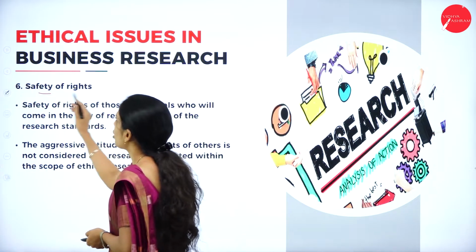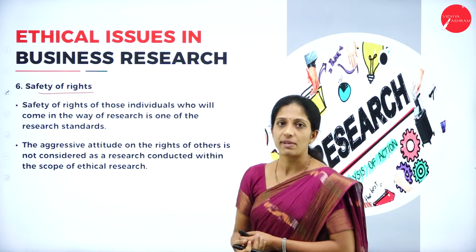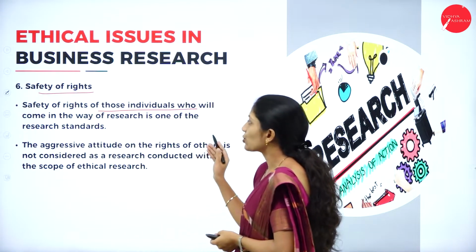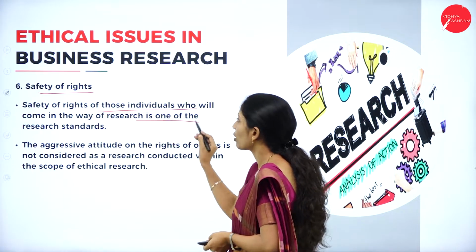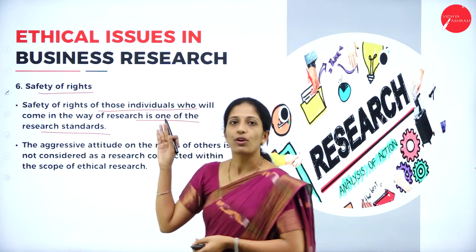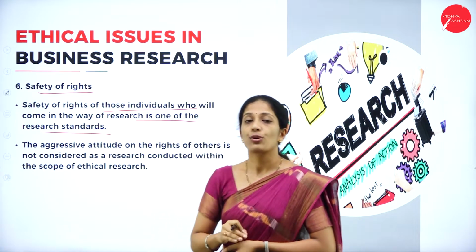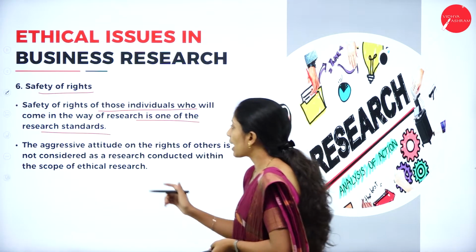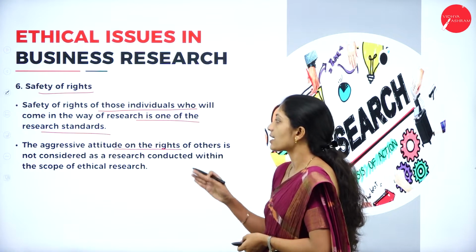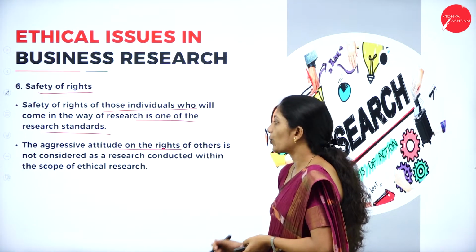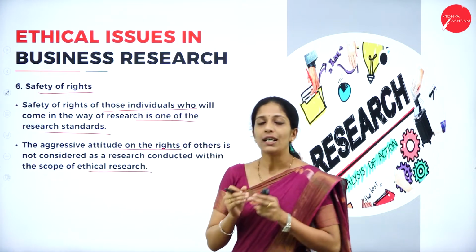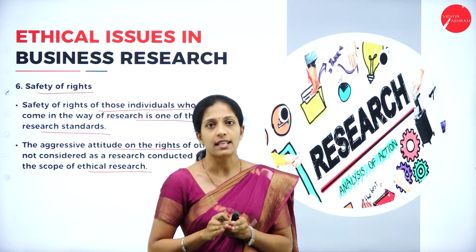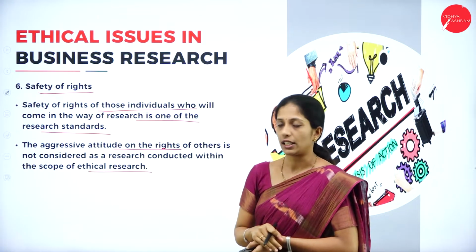Next one is safety of rights. The next ethical issue of business research is safety of rights. Safety of the rights of those individuals who come in the way of research is one of the research standards. This is also one of the important research standards, that is, to take care of the safety of the persons who are involved in the research work. An aggressive attitude toward the rights of others is not considered as research conducted within the scope of ethical issues. So being a researcher, he has to make sure that the respondents are very safe. This is also one of the ethical issues.